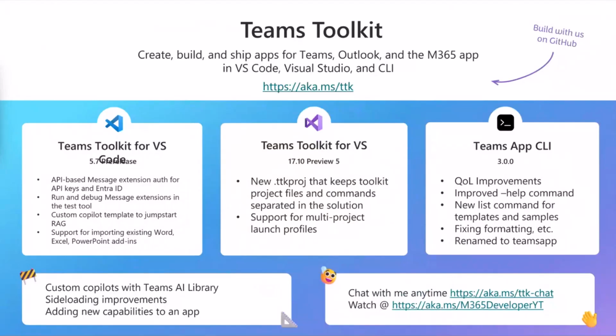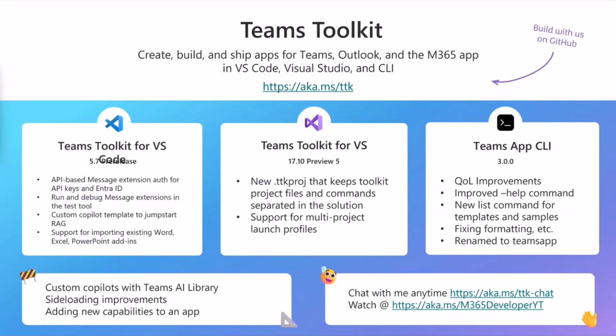Thanks, David. I see I've made a stupid mistake on this slide and it's all formatted funky, so sorry about that. But Teams Toolkit for VS Code 5.7, there's a pre-release for that. There are a couple of new things in there. Some new templates. There are some new features for API-based MEs, like adding auth support. That's been a well-requested feature, so you can check that out. It's in the template now.